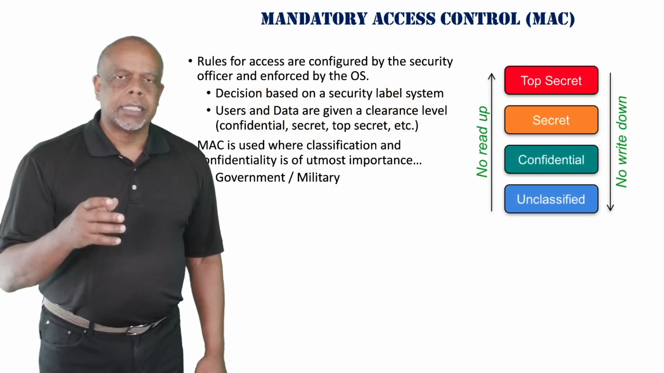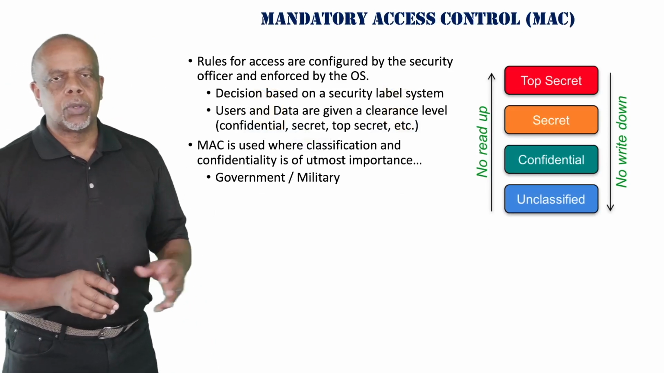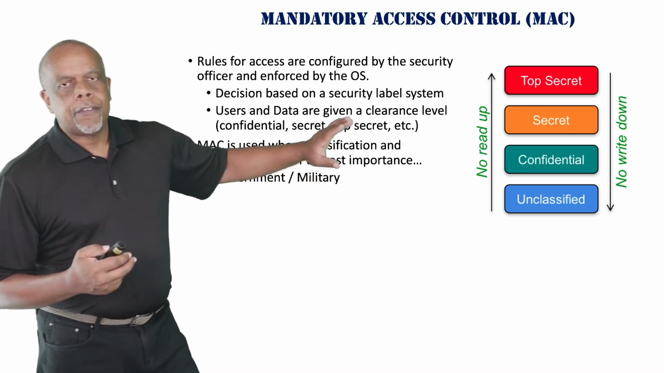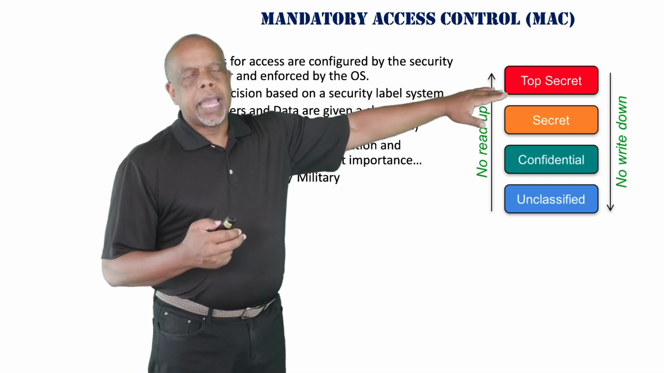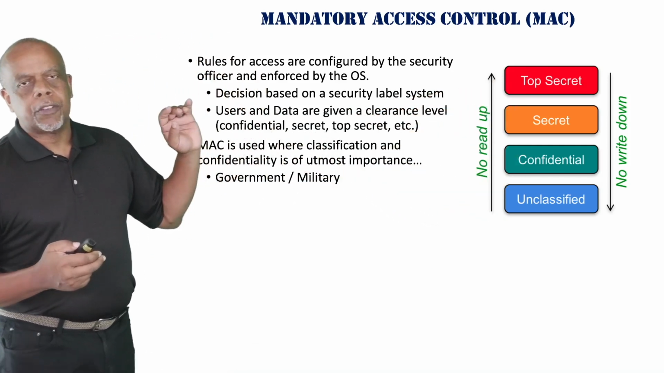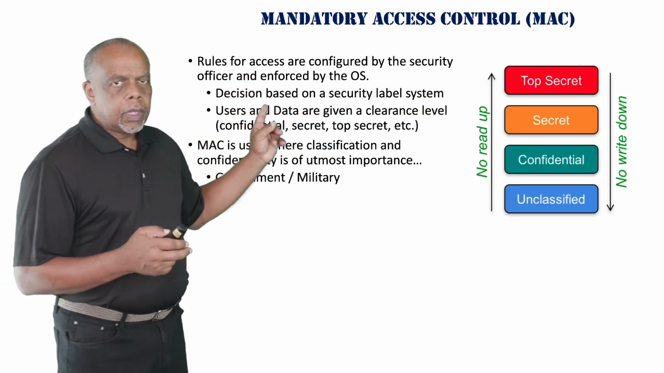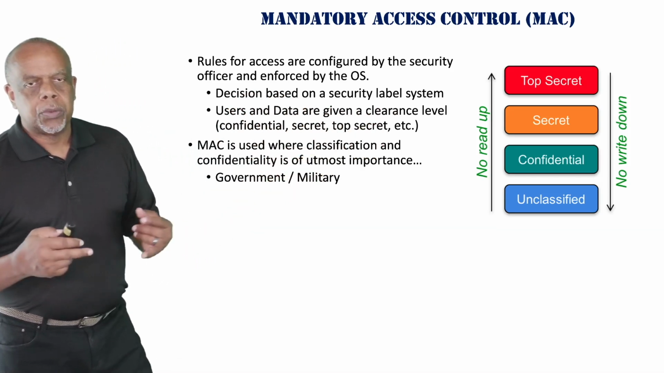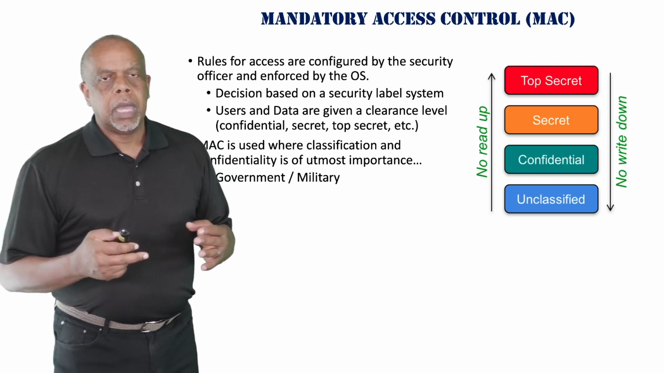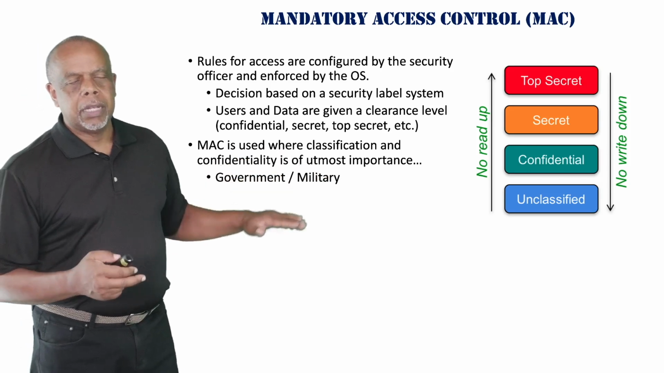So what is mandatory access control? You see this really around the government, around the military, those types of places. Mandatory access control is based on labels, meaning that if I have a top secret document, I can only read that document if I have a top secret clearance, okay? Like I say, it's rules for access that are configured by the security administrator and enforced by the operating system of those machines. Decisions are based on security labels, whether it's classified, confidential, secure, secret, top secret, etc., whatever it may be. And then we use MAC, like I say, where classification and confidentiality is of the utmost importance.